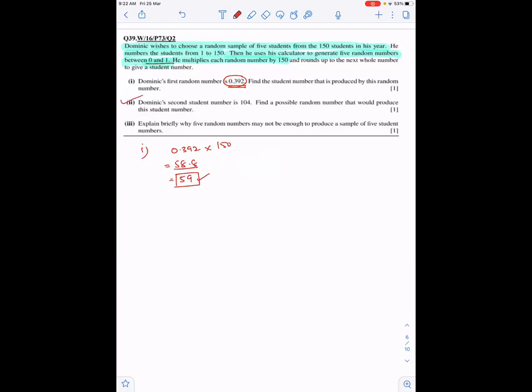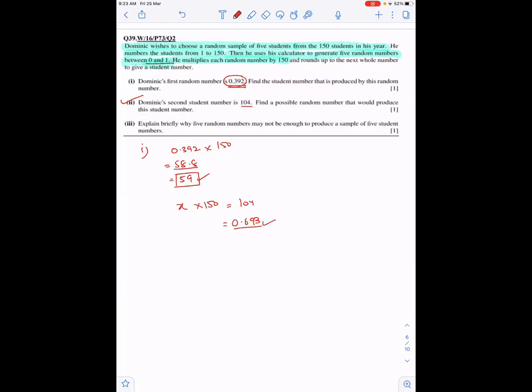Okay, the next one. Dominic's second number is 104. Find a possible random number that would produce this second number. This is the result, and the random number we don't know, so we divide by 150. 104 divided by 150, and the answer is coming out to be 0.693. You can even choose a smaller number than this because then you have to round it off to the next whole number. You can take it to be 0.691 also. You can give this number as well.